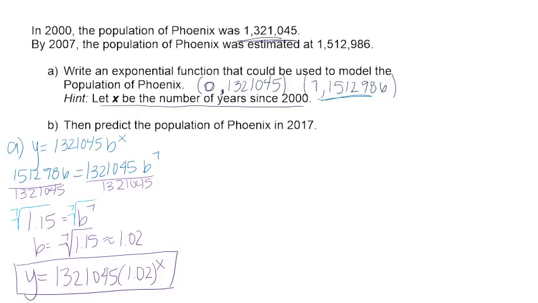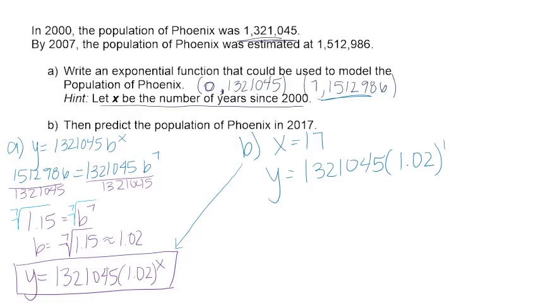For part B, it is asking us to predict the population of Phoenix in 2017. So that means the x has to be 17 because we're 17 years past 2000. So I'm going to take that x is 17 and I'm going to plug it into this equation down here. So I'd have y is equal to 1,321,045 times 1.02 raised to the 17th power.